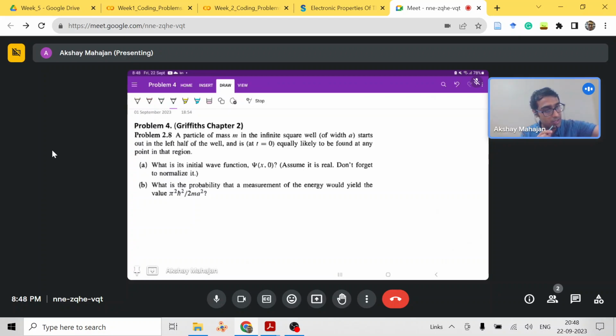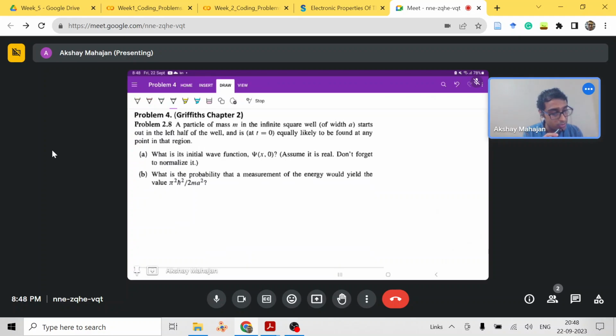So it starts from the left half of the well, and at t equals 0 it should be equally likely to be found at any point in that region. Part A is, what is its initial wave function psi(x,0)? We have to assume it is real, and we have to normalize it as well. According to the condition given, psi(x,0) will be equal to, and it is given that it is equally likely to be found at any point in that region. So we are saying that our particle is in the left half only, and it is equally probable in that region.